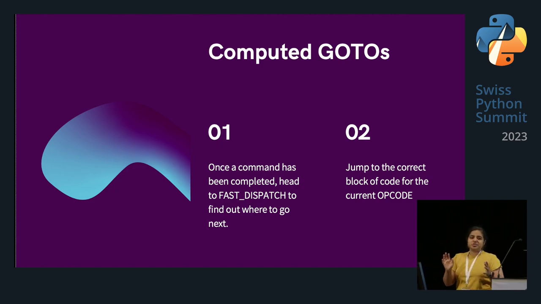Everybody here knows what a go-to is, right? Yes. So if you have a static go-to, you always see the statement, and then you go to that exact line of code that the go-to tells you to go to. Now, fast dispatch that I gave a preview for before is what computed go-tos are.